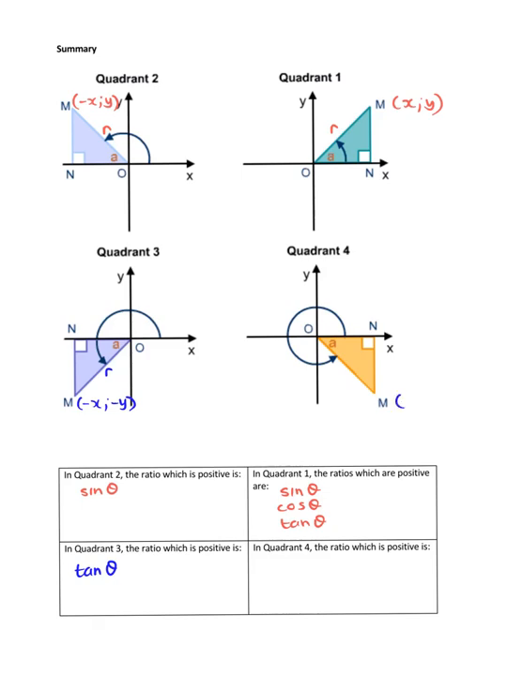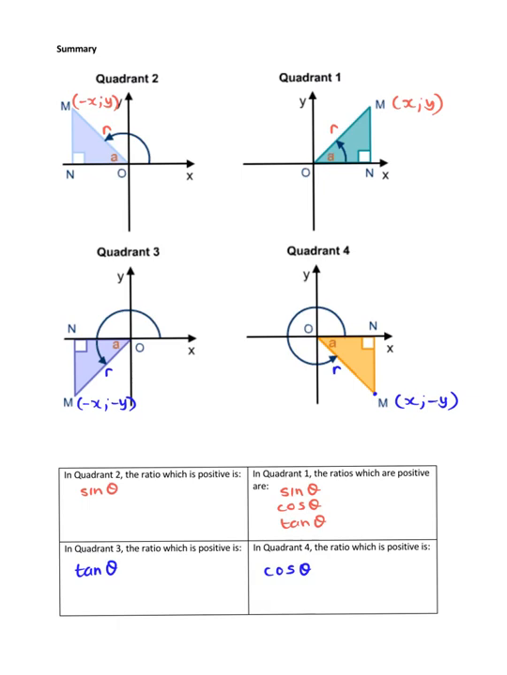In quadrant 4, your x value is positive, but your y value is negative, because of our position on the Cartesian plane. And we know that our hypotenuse, the radius, is always positive. And in quadrant 4, the ratio which was positive was cos, or cosine. That was the one which came out as a positive.